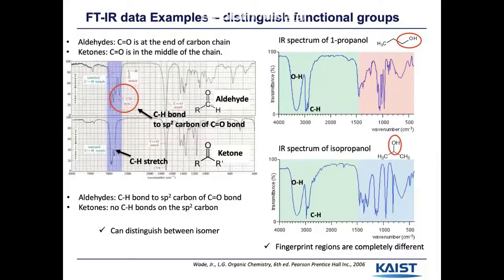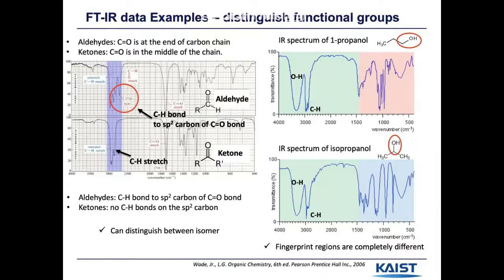Aldehydes and ketones show a strong prominent band around 1720 to 1710 per centimeter. This band is due to the highly polar CO double bond. Because of its position, shape, and size, it is hard to miss.